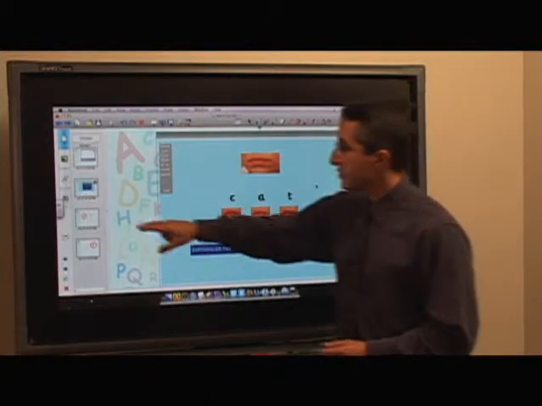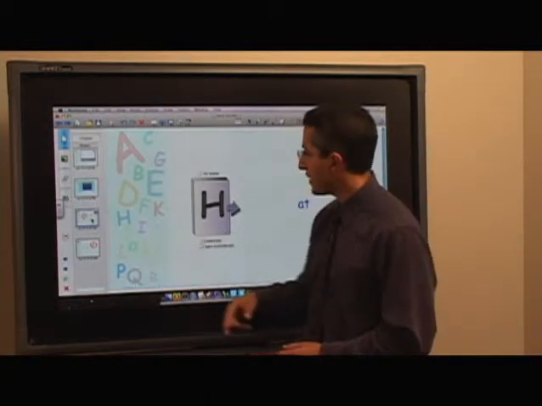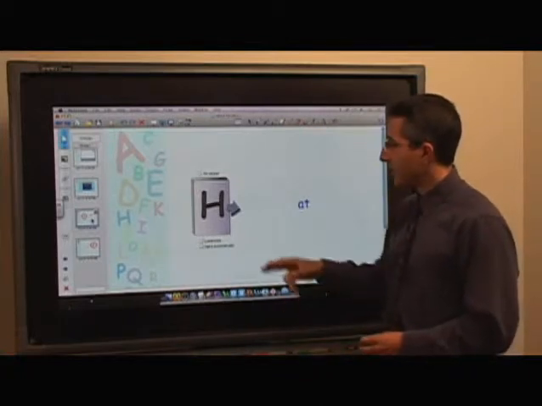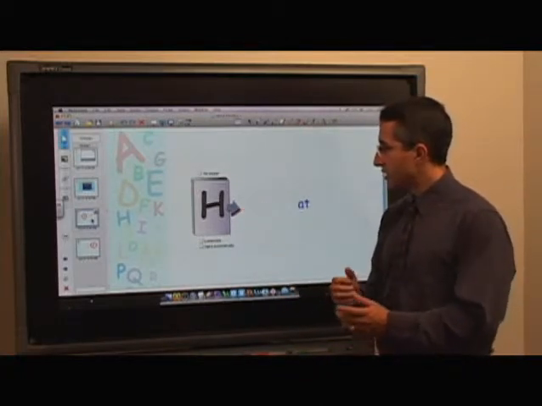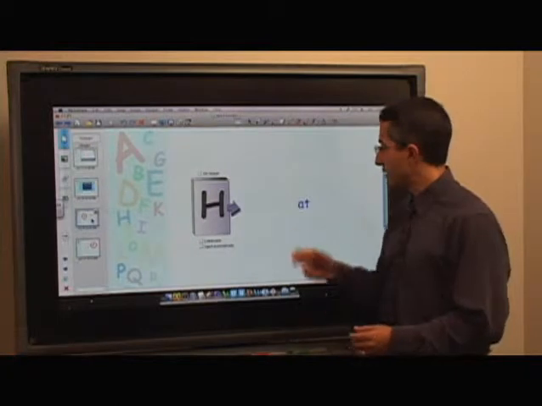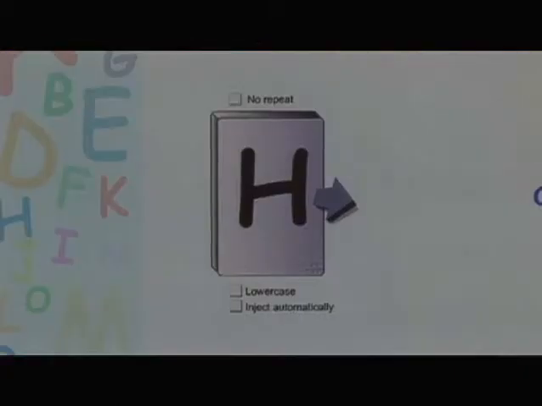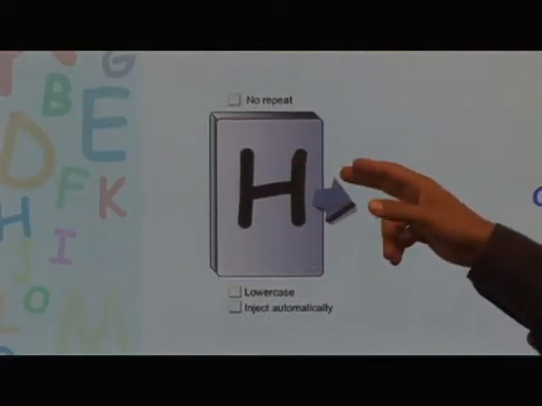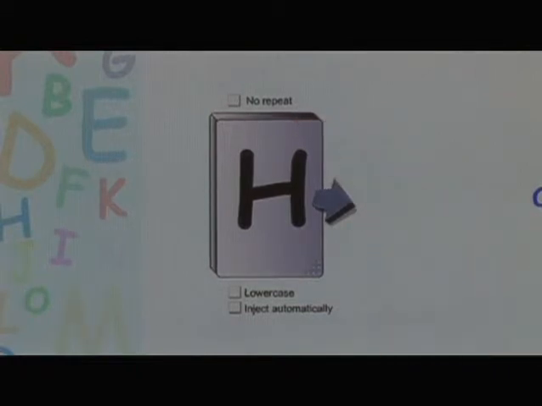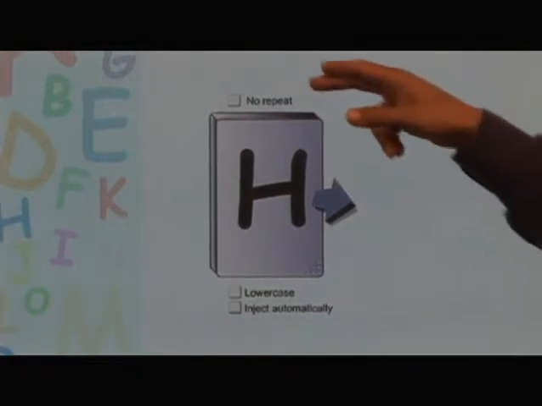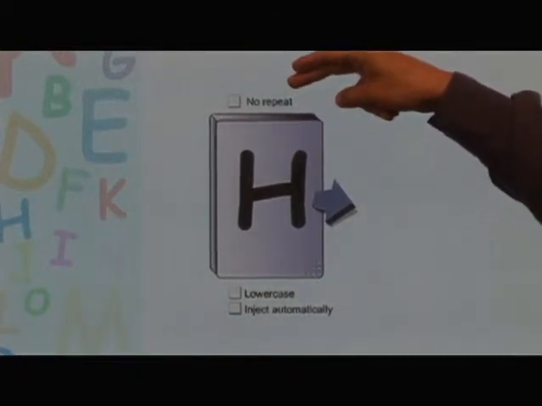We'll move into the next one over here, still working with the at family. And I have a random consonant generator over here, and I also have at that's over here. Now the random consonant generator is again in the gallery, and it has some items up here. The first one is no repeat.